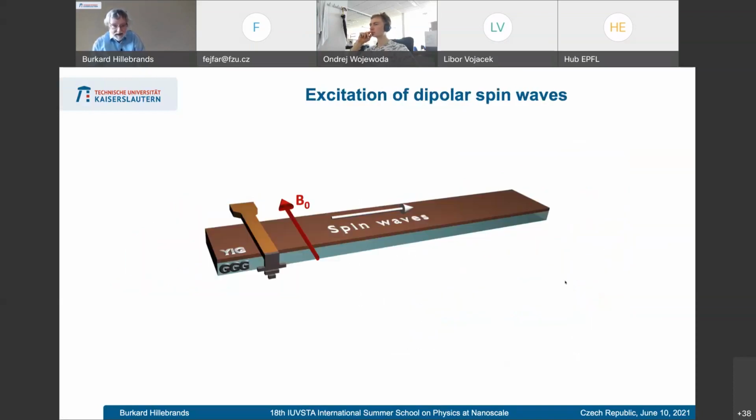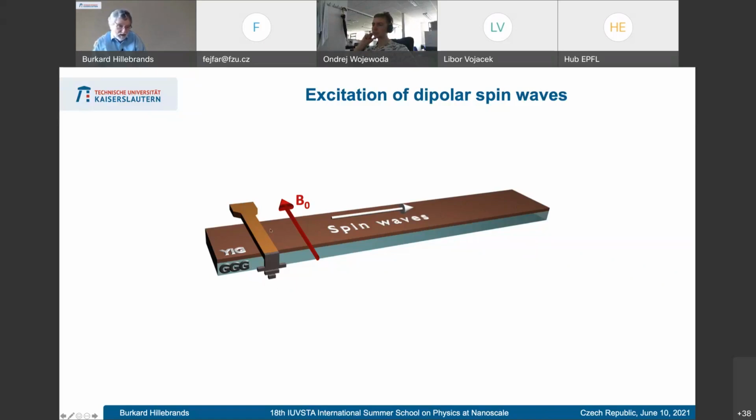Okay. Let's do something useful with it, and that is simply to propagate such a spin wave along a YIG stripe, and you can consider the YIG stripe here as a waveguide, the same thing like a fiber in fiber optics. And you have a substrate. The substrate is gadolinium gallium garnet, a non-magnetic material, only serving as a substrate.